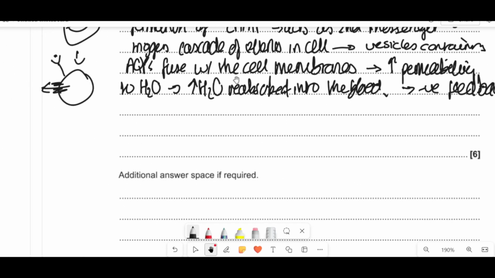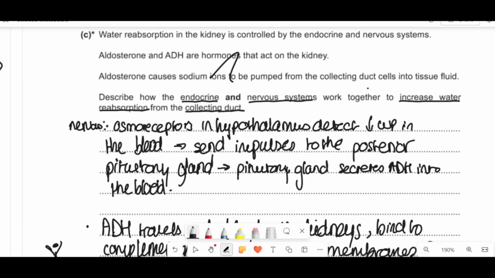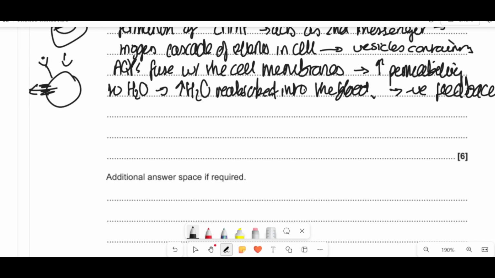The question told you about aldosterone, what it does in the tissue fluids. We need to look at the aldosterone part and then work out how sodium ions being pumped from the collecting ducts into the tissue fluid increases our water reabsorption. So let's talk about it step by step. Imagine that's the lumen. These are your DCT cells, right?